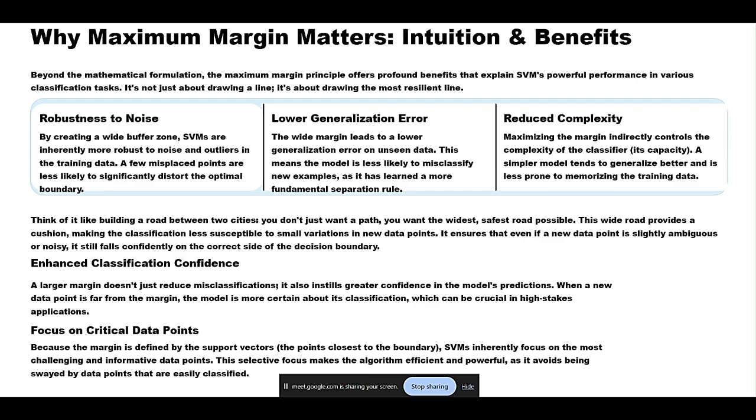A larger margin also enhances classification confidence, as new data points far from the margin are classified with more certainty. Lastly, because the margin is defined by support vectors, the SVMs focus on the most challenging and informative data points, making the algorithm efficient and powerful.